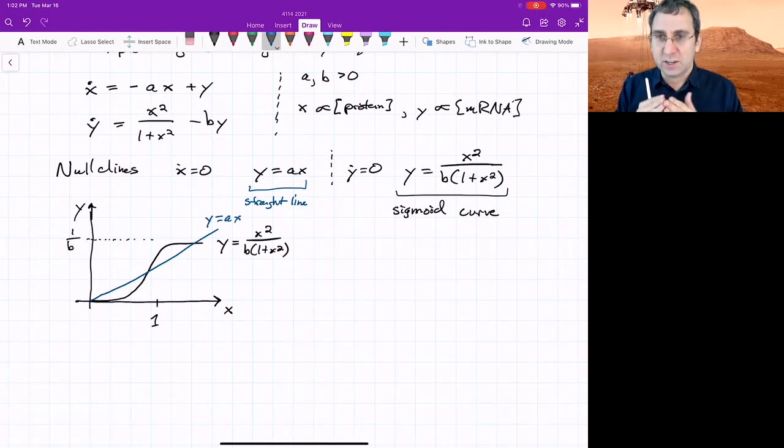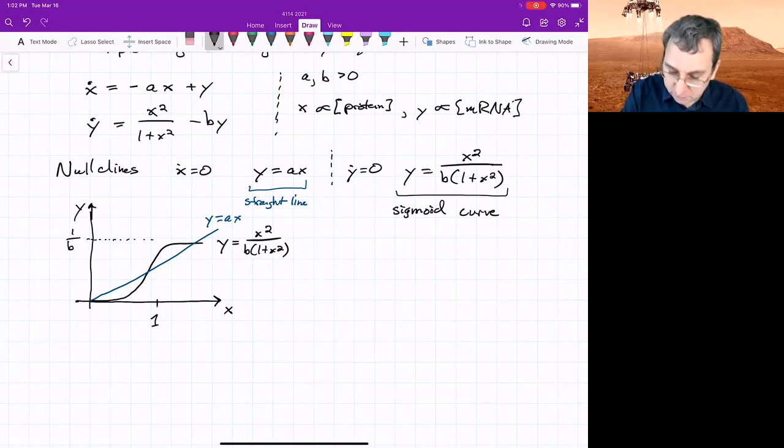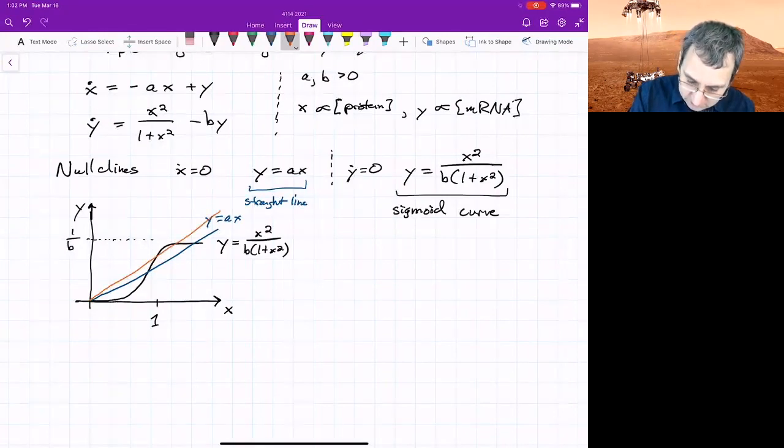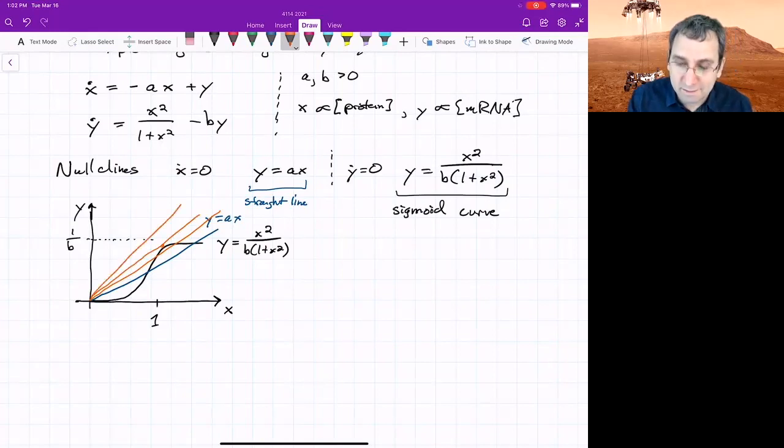Whenever there's an intersection of these nullclines, we have fixed points, and we want to know a little bit more about these fixed points. As we adjust that curve, imagine we adjusted it, and then at some point it'll just be exactly tangent. That's tangent. And then beyond that, it won't be. So what's the value of a when the straight line is tangent to the sigmoid curve at the top part of it?